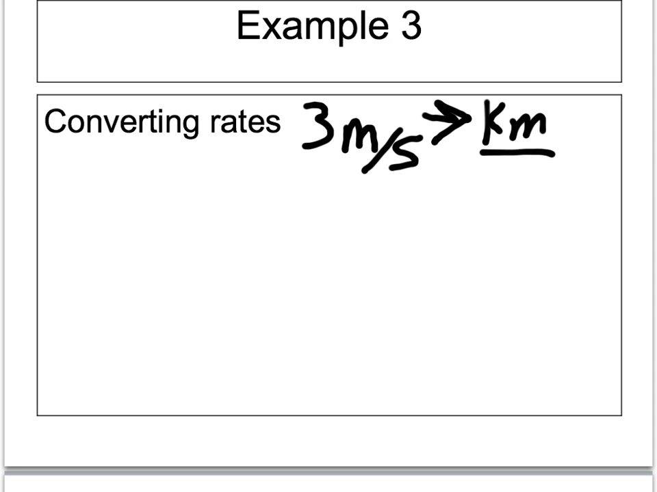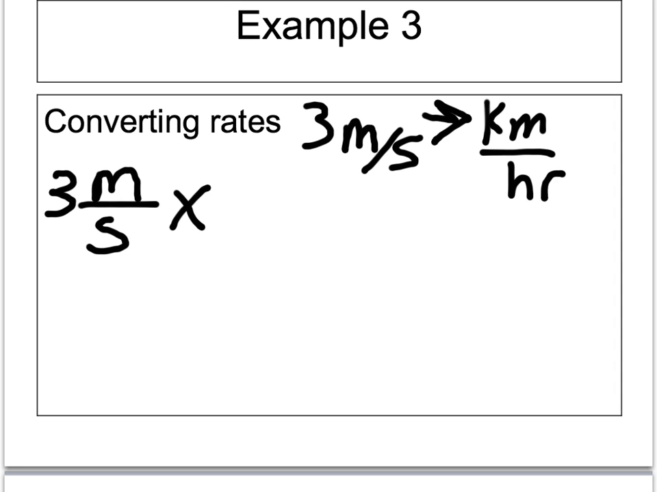Alright, occasionally you are going to have to do what's called a rate conversion. This actually just means doing something with the top of the fraction and the bottom of the fraction at the same time. So let's say I wanted to convert 3 meters per second to kilometers per hour. Let's do that one. First I'm going to start out with 3 meters per second.